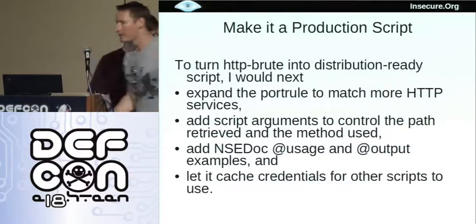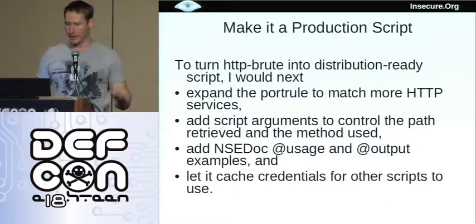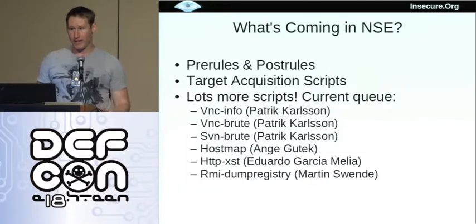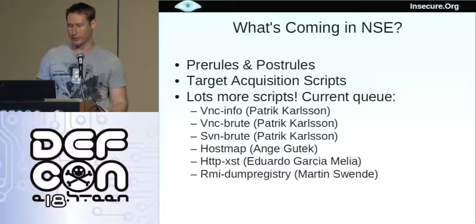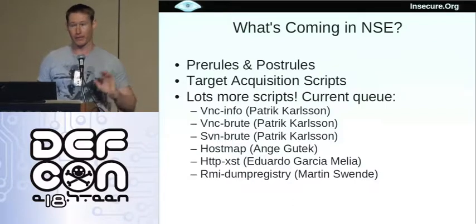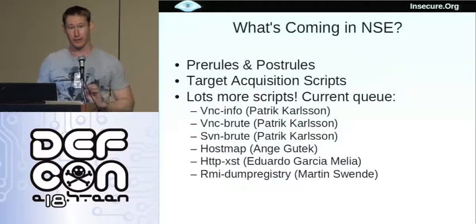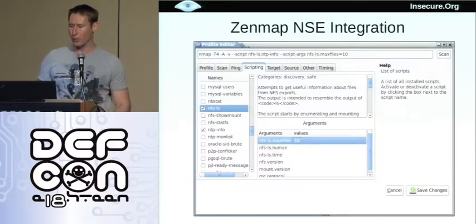All right, we're going to just run through these last slides really quickly. First of all, we have a lot of stuff coming in NSE. We have scripts in the queue. We have an idea for scripts that can run before and actually accumulate targets. So you could do like a zone transfer or a broadcast ping or the like and hand those targets straight to Nmap. We have Zenmap NSE integration.